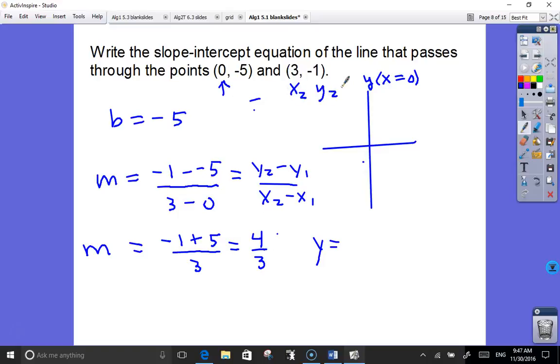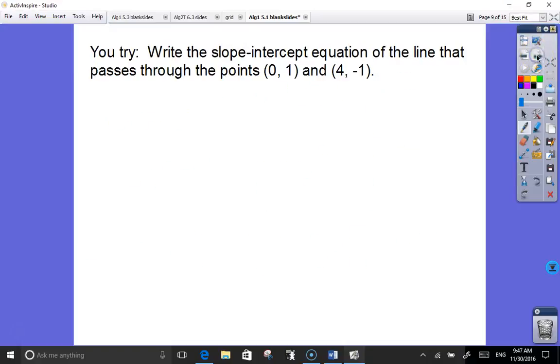So what is the equation of a line? y equals 4/3 x minus 5. The minus 5 is there because that's the y-intercept. We know it because x equals 0. Okay, try that one.